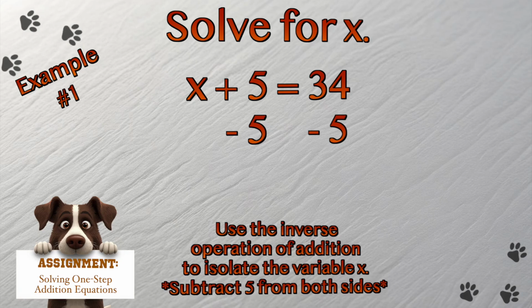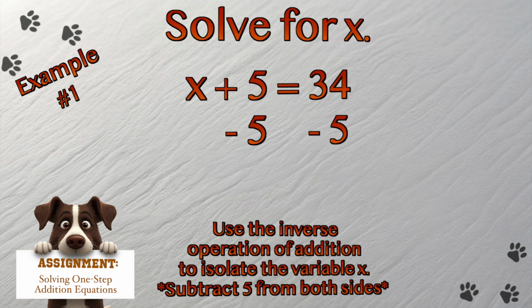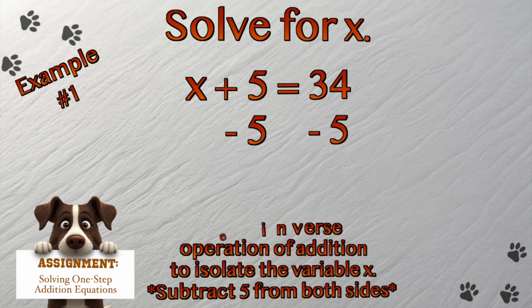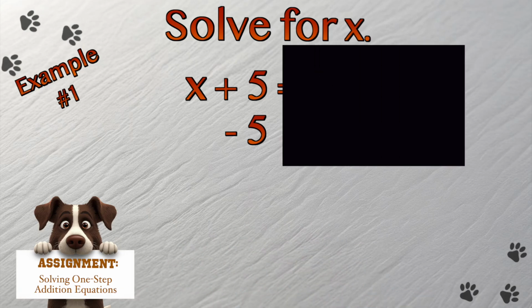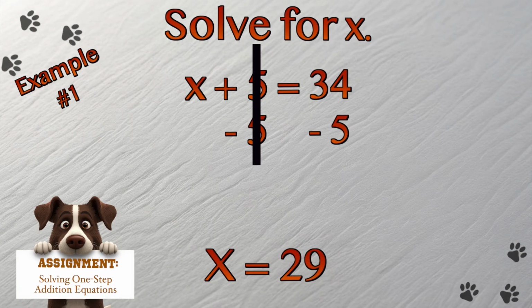My teacher uses the phrase isolate the variable. It actually means the same thing. Remember, what you do to one side must be done to the other. Subtracting 5 from both sides keeps the equation balanced. On the left, 5 minus 5 cancels out, and on the right, we have 34 minus 5. After subtracting, our final answer is x equals 29.